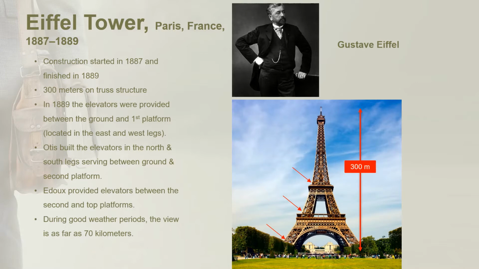It has 3 elevators. The first one was added in 1889 and connects the ground to the first floor, the second was added by Otis and connects the first to the second, and the last elevator was added by Edoux, which connects the second to the top floor. In good weather, we can see as far as 70 kilometers.